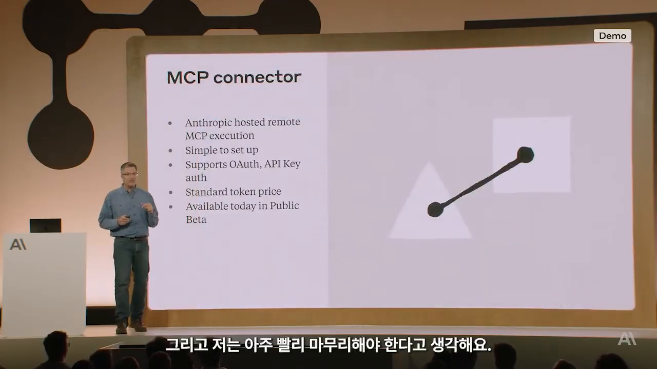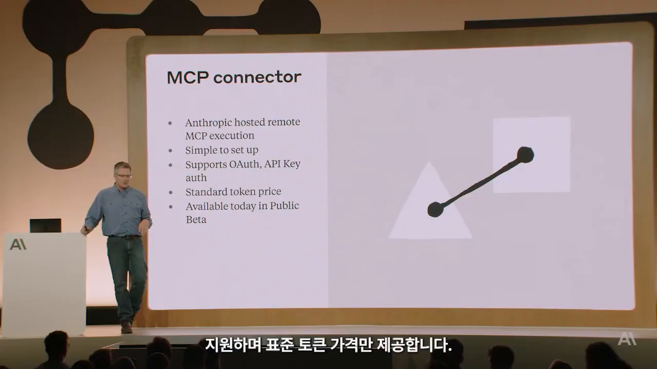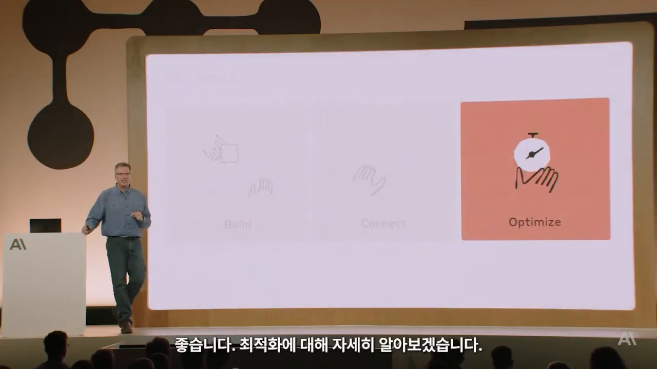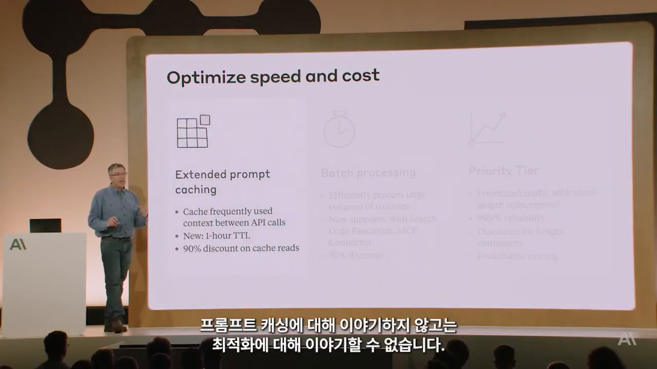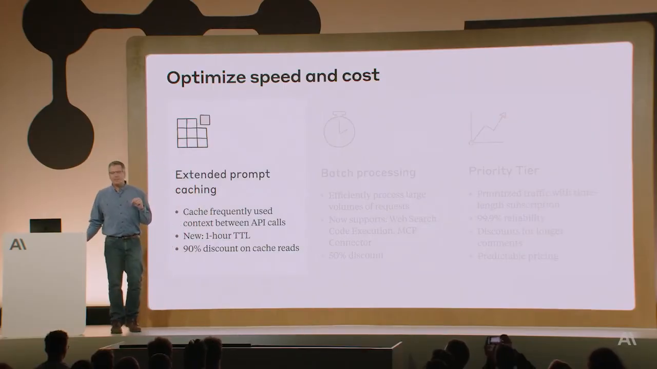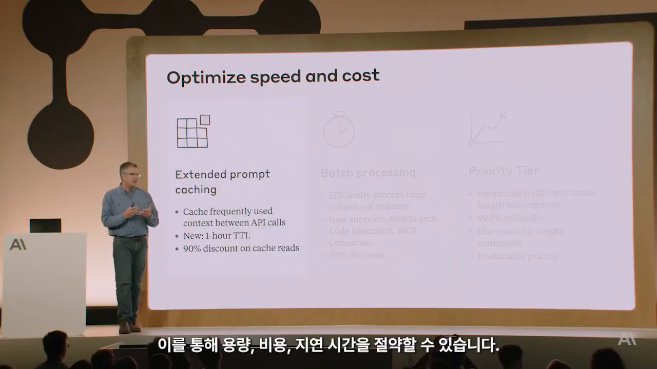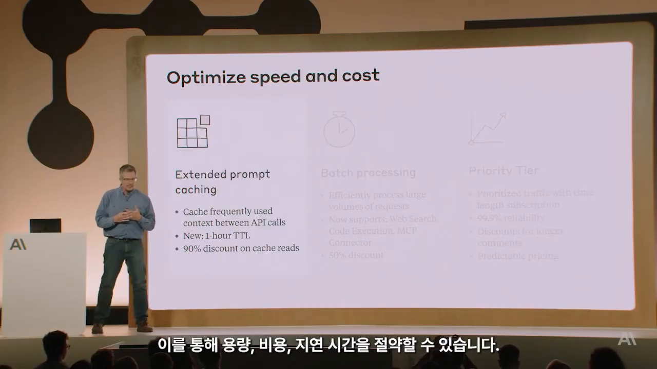And I think I have to finish up very quickly. MCP connector is remote MCP, simple to set up, OAuth support, only standard token prices. Okay, let's drill into optimize. You can't really talk about optimization without talking about prompt caching. Prompt caching lets you reuse part of your prompts that are used frequently, that saves capacity, cost, and latency.